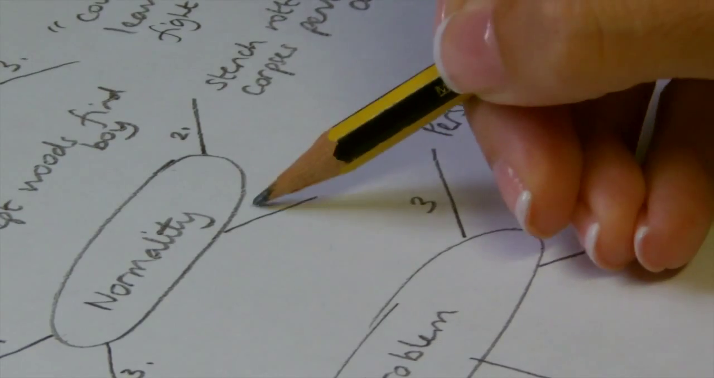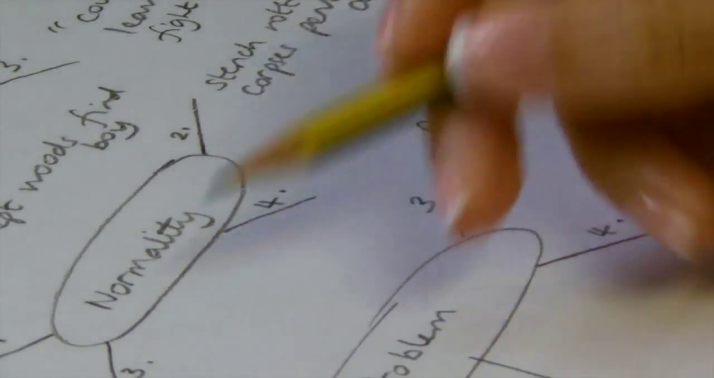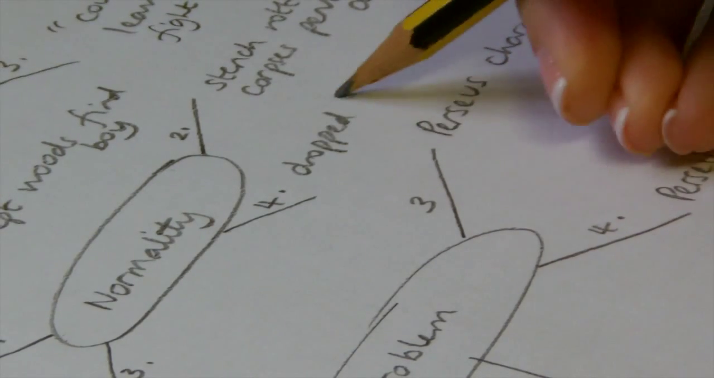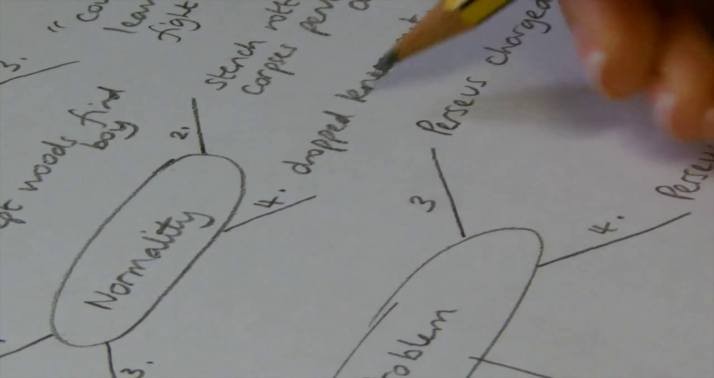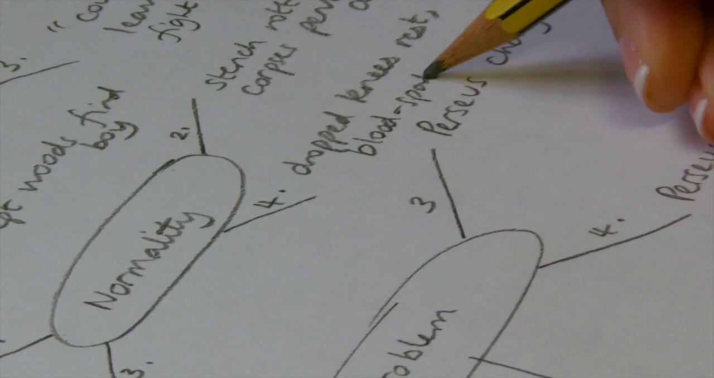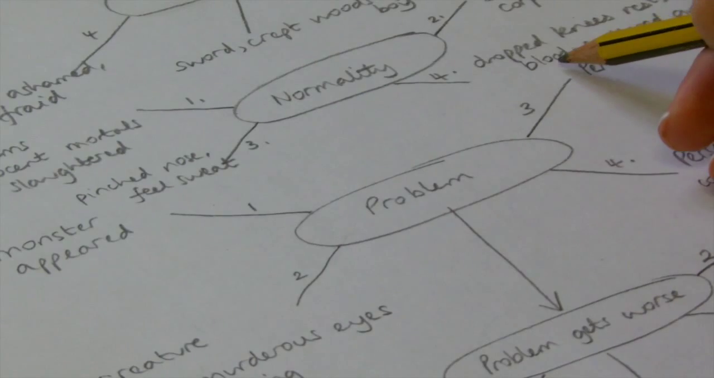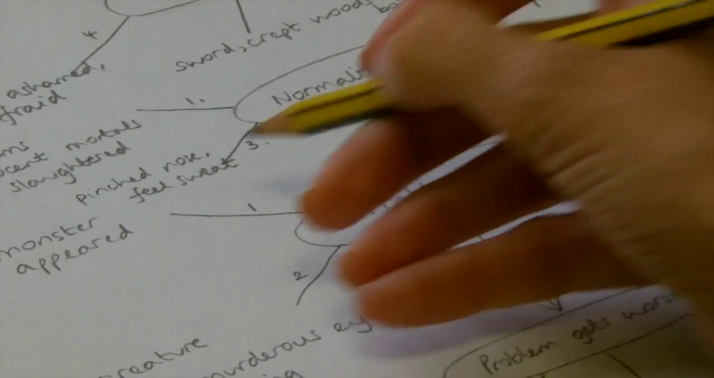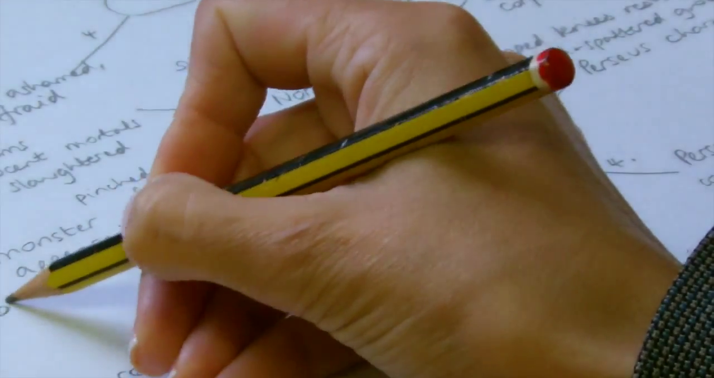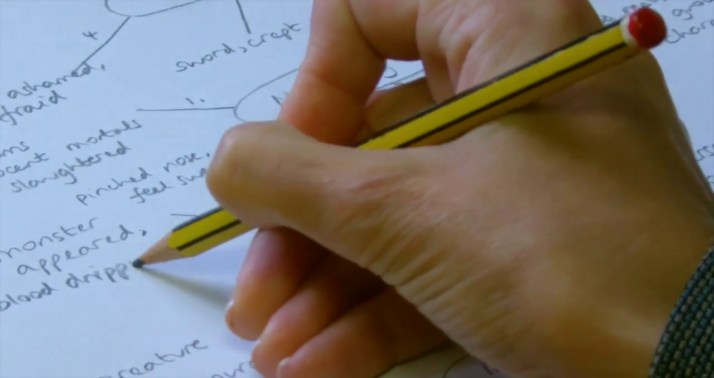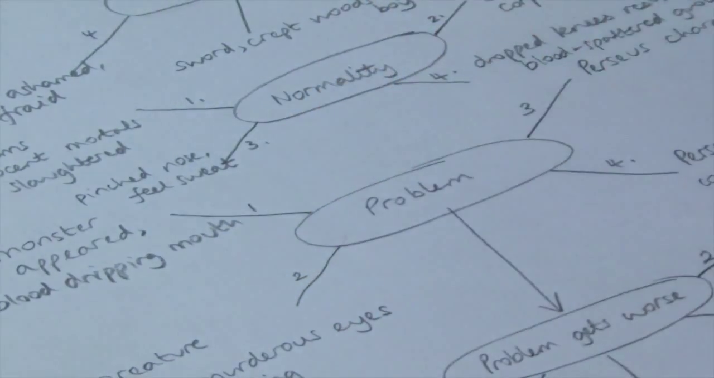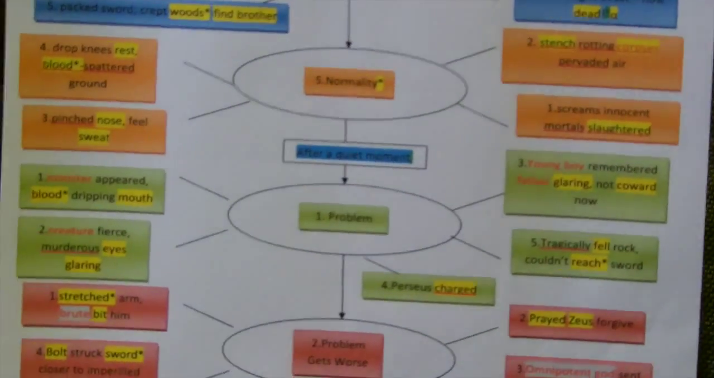For sentence 4, I'll describe what he could see. So as he was sweating, he dropped to his knees for a rest and could see the blood spattered ground. We just need to link the normality back to the first paragraph that we planned, which was the problem. As the ground was blood spattered, I will have my monster appearing with blood dripping from his mouth. When I have finished my plan, I play around with the words, change the words, add some more links in, and this is my finished result. Teachers, download this plan for a closer look.